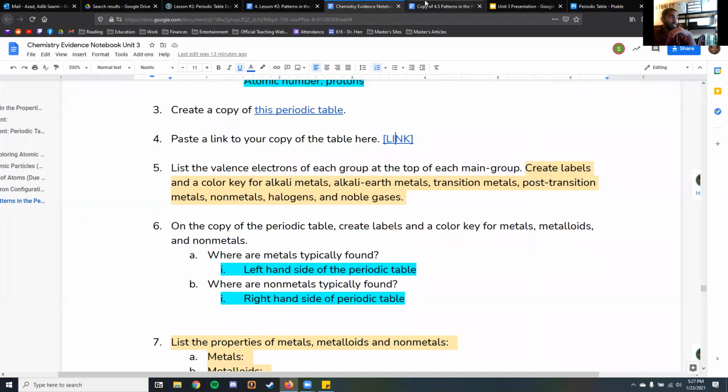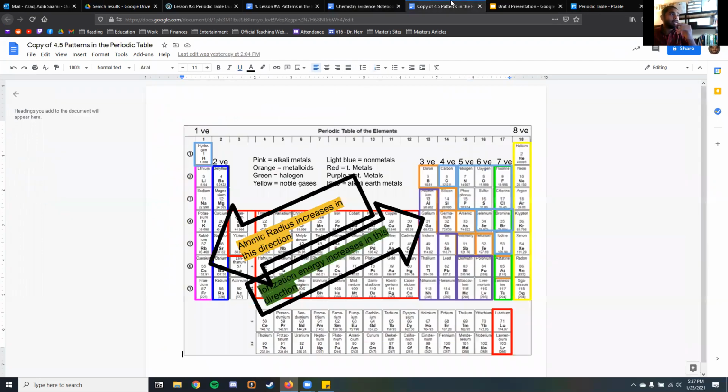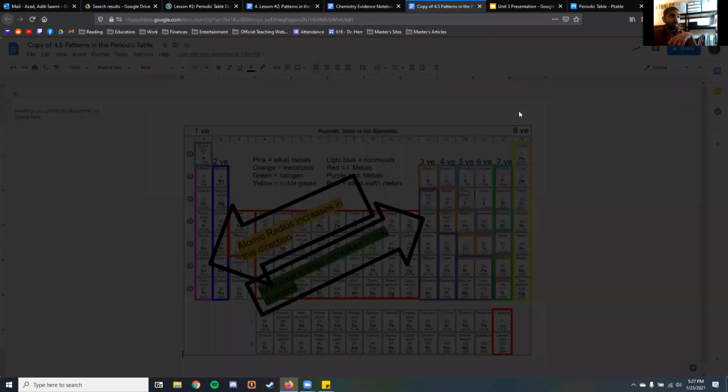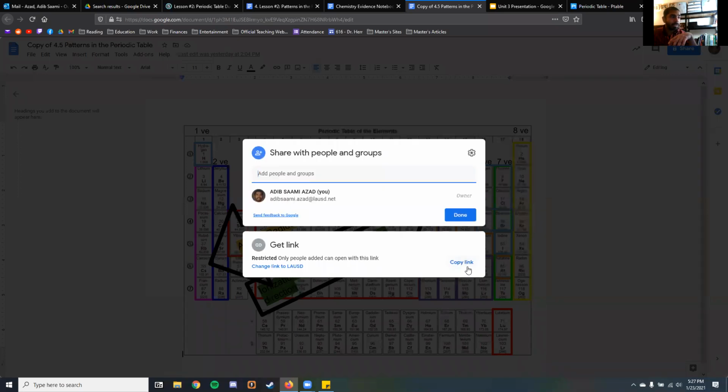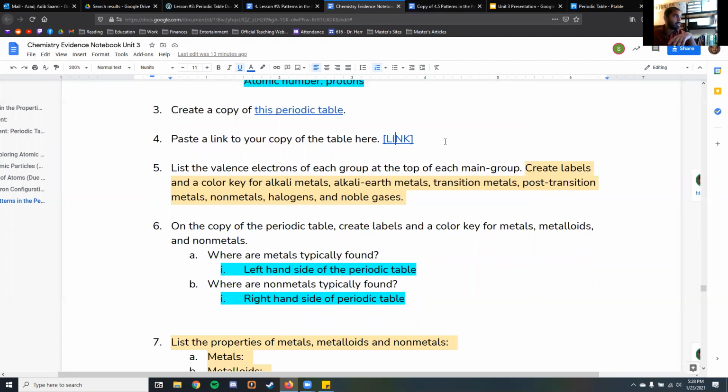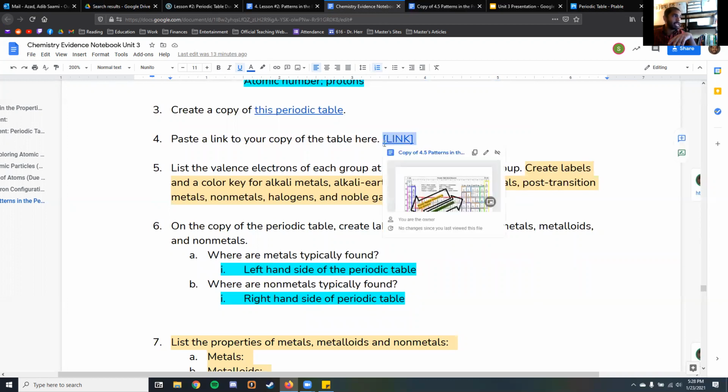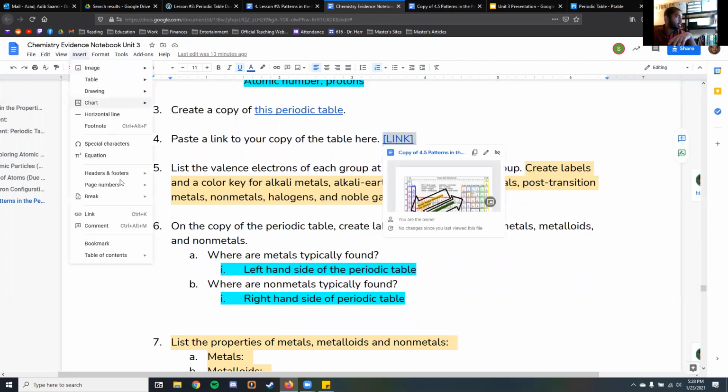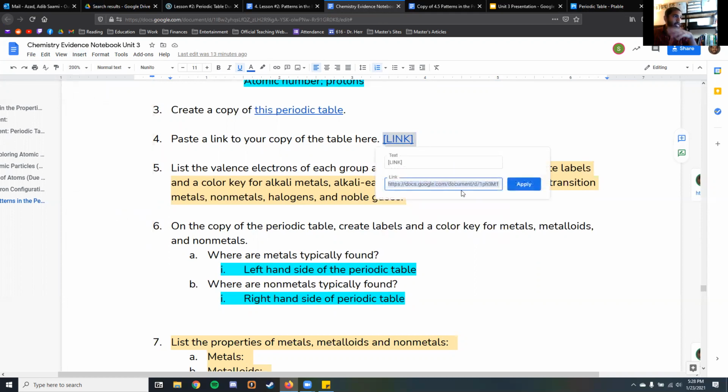And so what you're doing is you made your own copy. You want to link that copy in, so make sure you go to share. Where it says copy link, you want to press that in. And then paste it right here where it says paste a link to your copy of the table. Or you could just go to insert and insert link, and you could insert your own link right there. Either one.